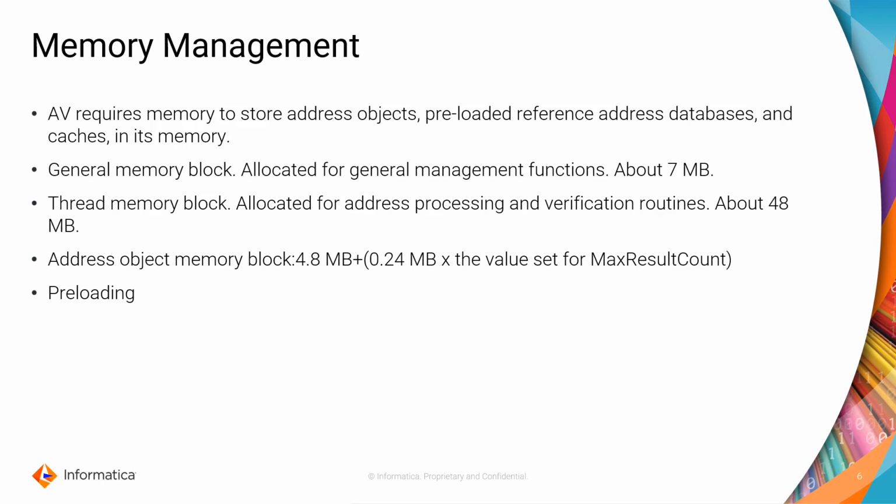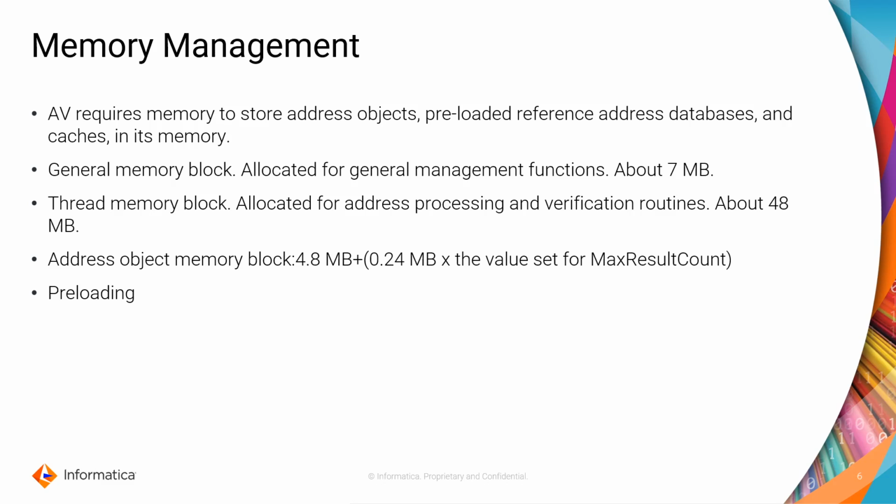The next is the thread memory block. This is used for address processing and verification routines, and each thread consumes about 48 MB in a 64-bit system. Next is the address object memory block. Here is a formula that can be used to calculate the amount of memory required: 4.8 MB plus 0.2 times the max value set for max result count.